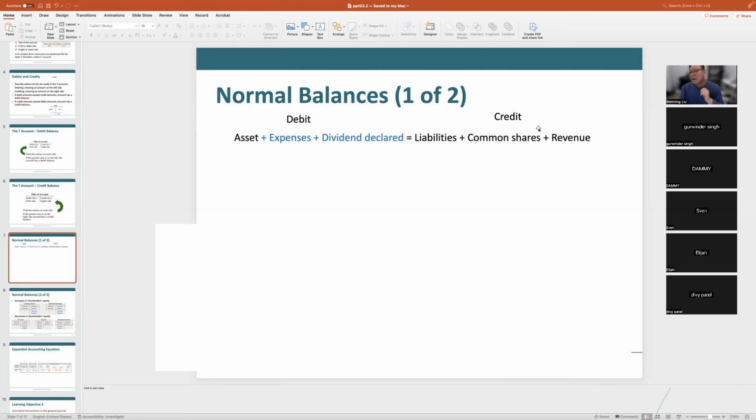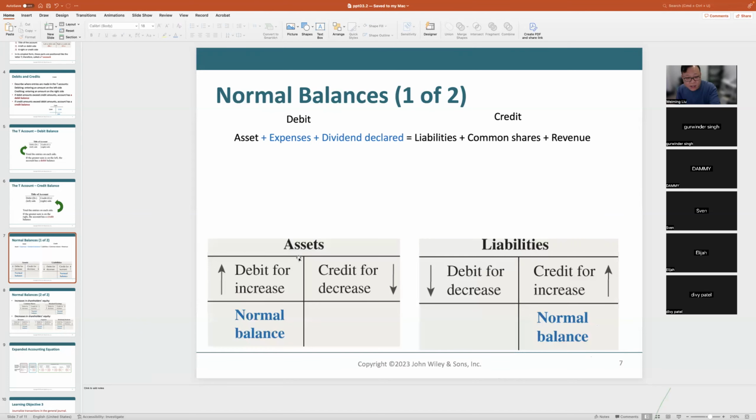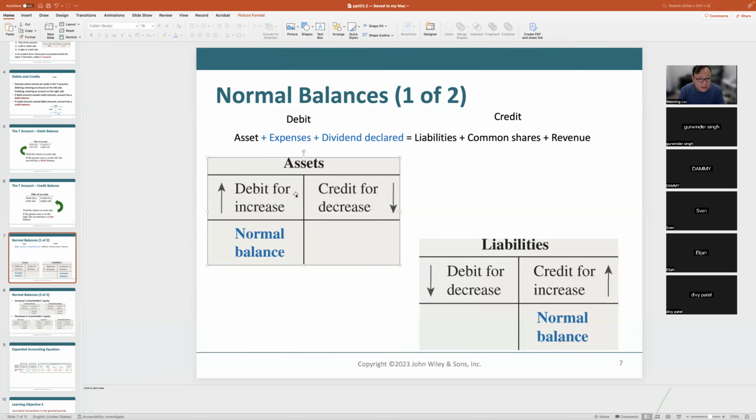So what does that mean? That means if I increase the asset account, I will debit. If I increase the revenue account, I'm going to credit, right? To keep them balanced. Okay, so let's take a look. For the asset account, because it has a debit normal balance, when you increase asset, you debit asset. When you decrease asset, you credit asset. Does this make sense?